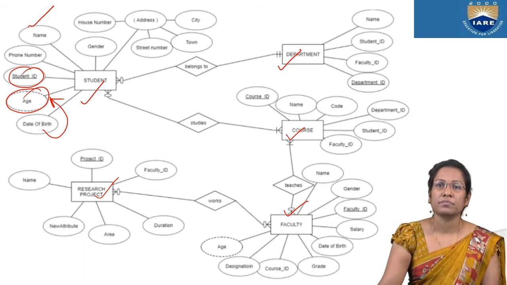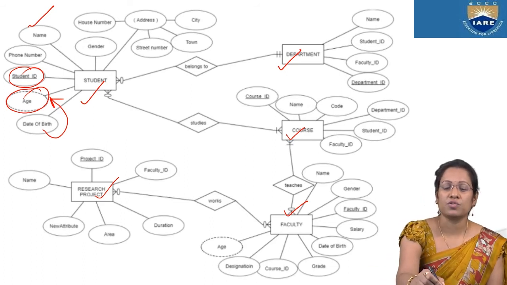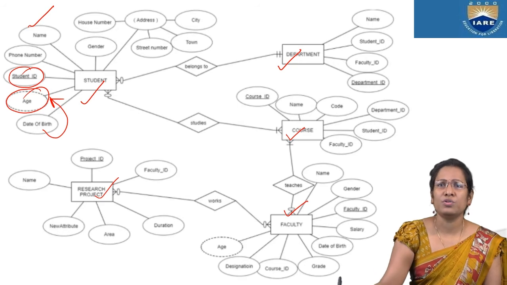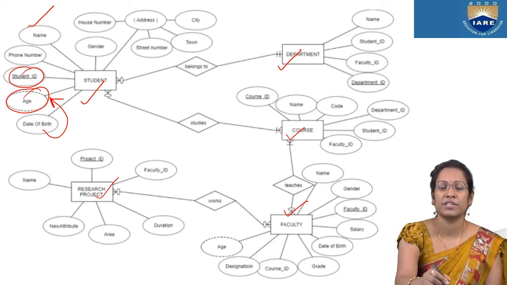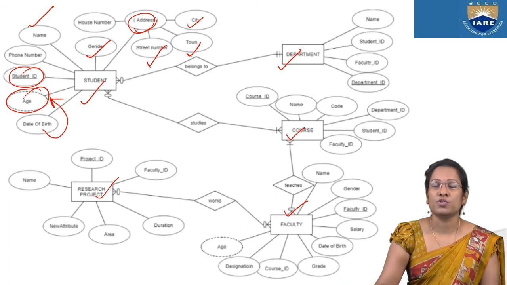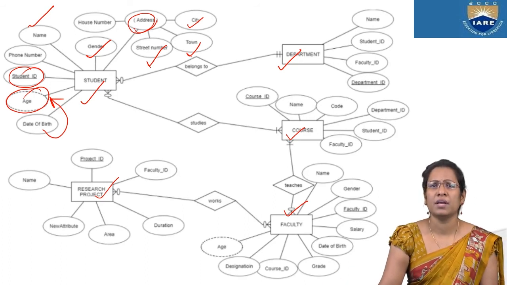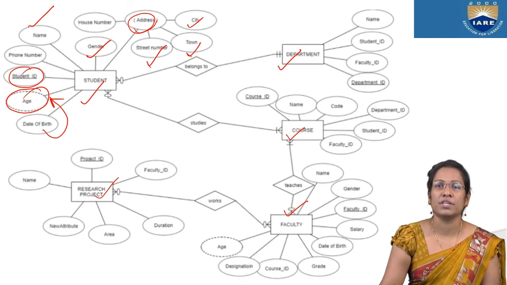And next, here is one more attribute, called a composite attribute. The composite attribute is again categorized into 4 parts: first one is gender, street number, town, and next one is city. So this is called a composite attribute. So for the student, we have different types: stored, derived, key attribute, and composite. This is the first one.